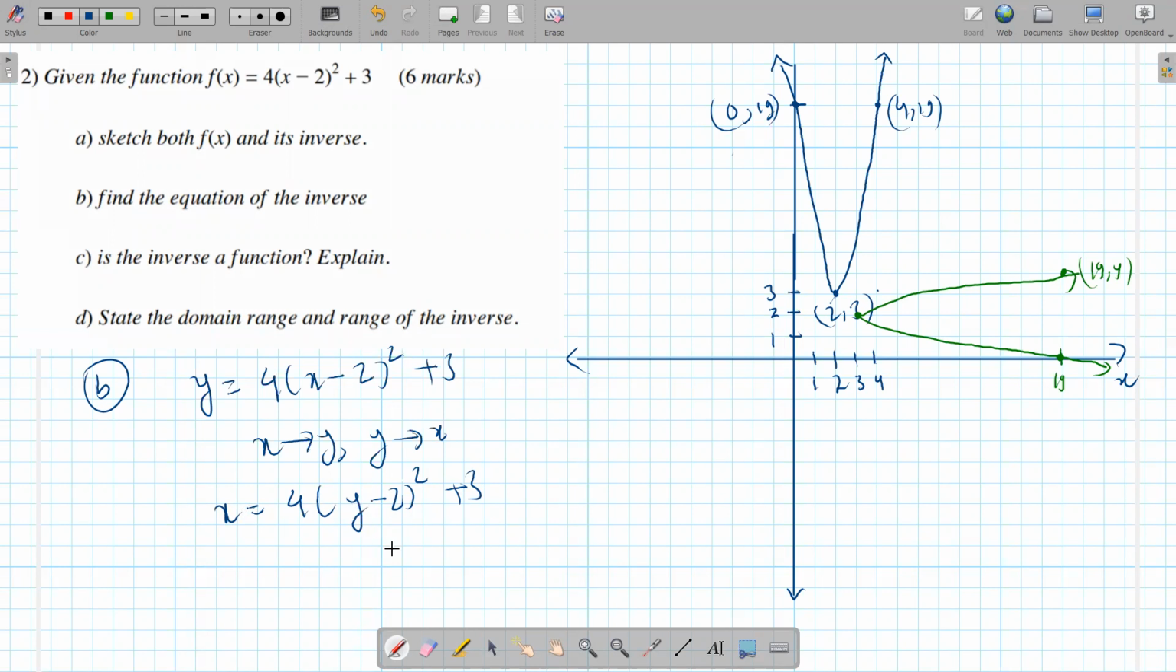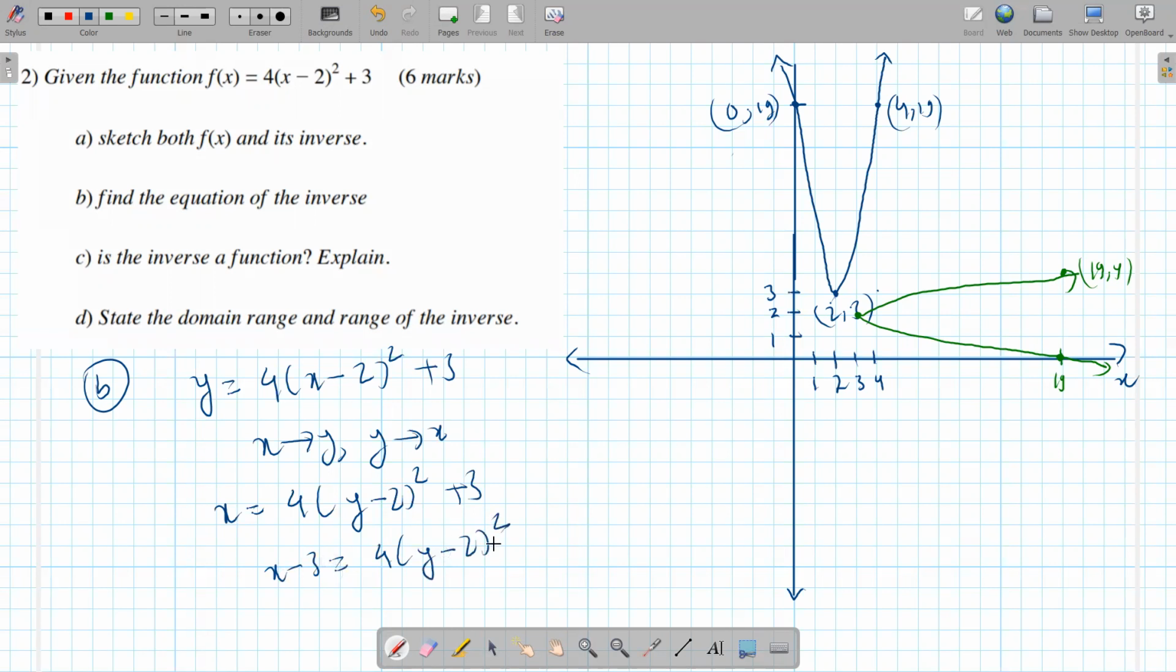Would we plug in? No, we wouldn't plug in, because that would just give us the same thing. We're not going to plug in anything. We're going to isolate y in this equation. So we're going to subtract 3, exactly. And then we're going to get x minus 3 equals 4 times y minus 2 squared.